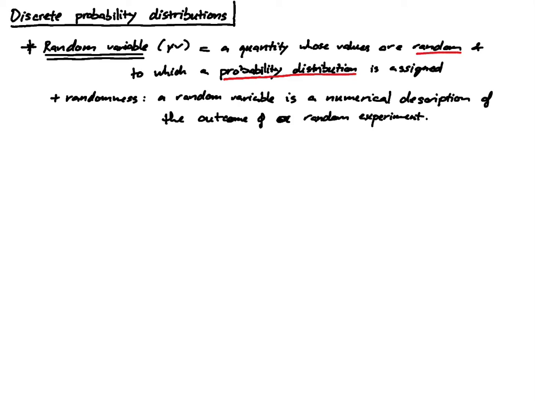Think about the die rolling experiment, right? Before you roll the die, you don't know exactly what you're gonna get, except for the fact that it's a number between 1 and 6, right? So in a sense, the value that you get is random.